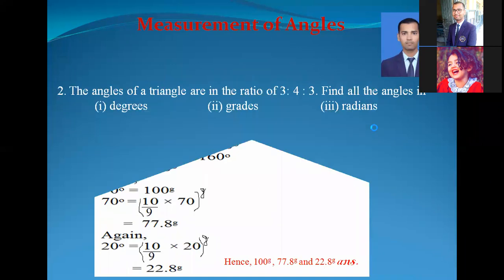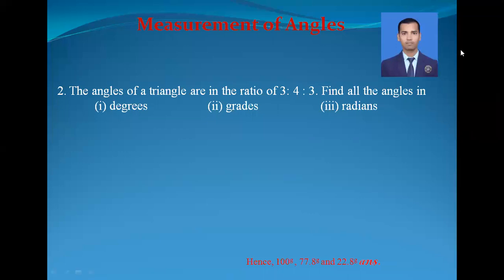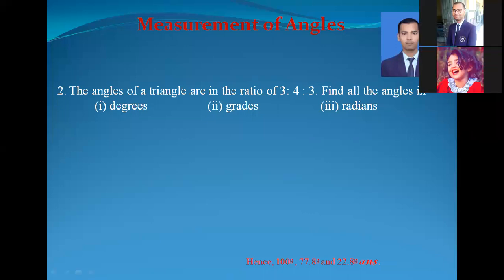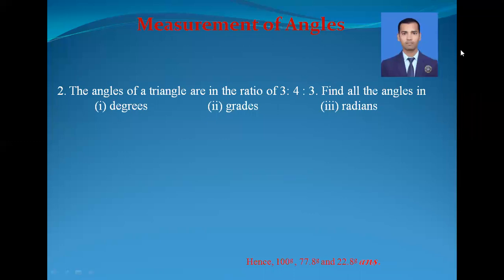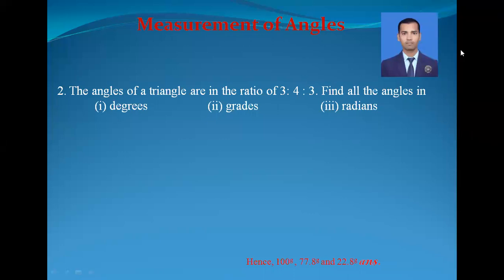Let's talk about the other question. We have the other question here. The angles of a triangle are in the ratio of 3:4:3. Find all the angles. First, we need to find these angles in degree. Then we need to find the angles in grade. And then we need to find the angles in radians.